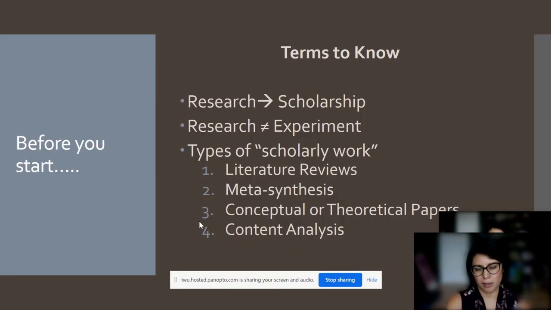The fourth type of scholarly work, and there are more, these are just the main ones that you might run into, is called a content analysis. Now, in some disciplines, a content analysis would be considered empirical. However, because in our course, Research Methods in Family Science, we are working with and for people in families or people in community or people in relationships or individuals, right, as they evolve, as they develop.